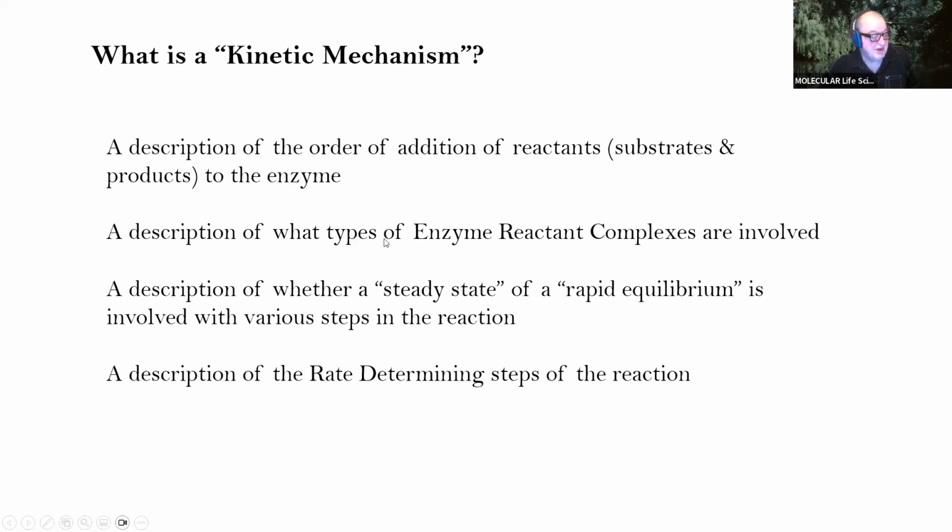It's a description of what types of enzyme reactant complexes are involved. It's a description of whether a steady state or a rapid equilibrium is involved with various steps in the reaction. And it's a description, or usually an assumption, of the rate determining steps in the reaction. Understanding each of these things sets up understanding how you can derive information from initial rate kinetics of an enzyme catalyzed reaction.